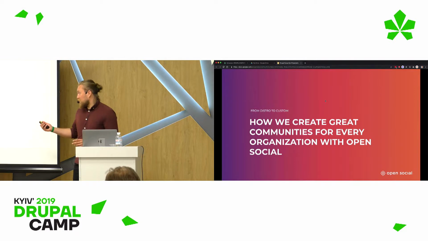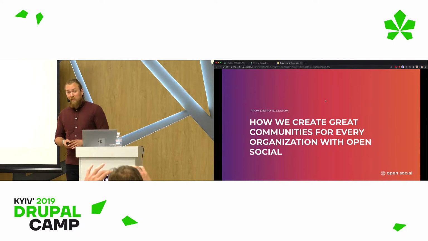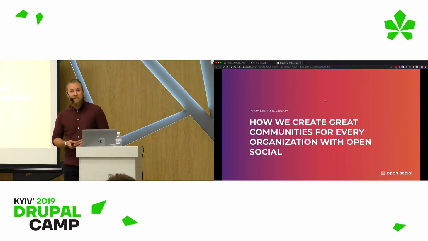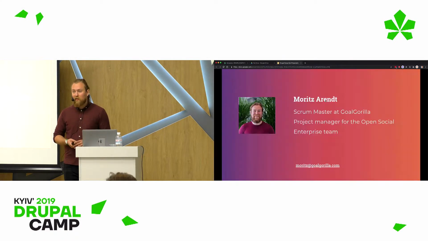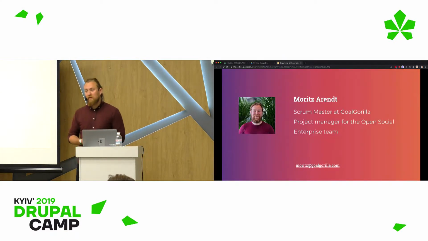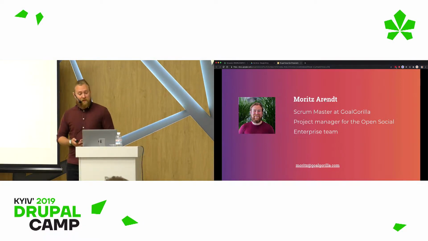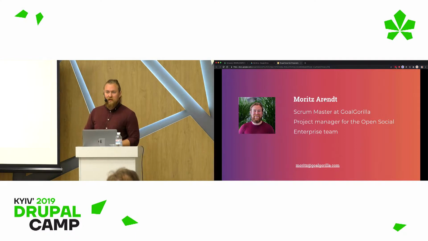A bit about me: I'm Moritz Arendt. I'm a Scrum Master and GoGorilla Project Manager for the OpenSocial Enterprise team. I have a psychology background, and I will try to incorporate all three of those components in the talk and give some insight from all those perspectives. I have already worked for three years on OpenSocial, customizing the core distribution for enterprises and making their bespoke communities.